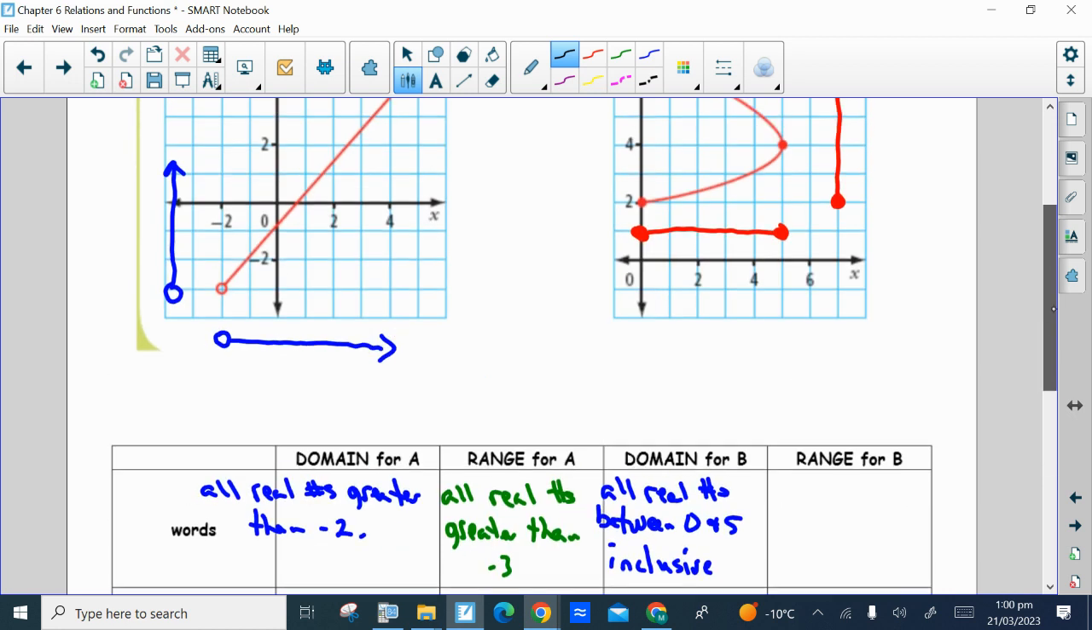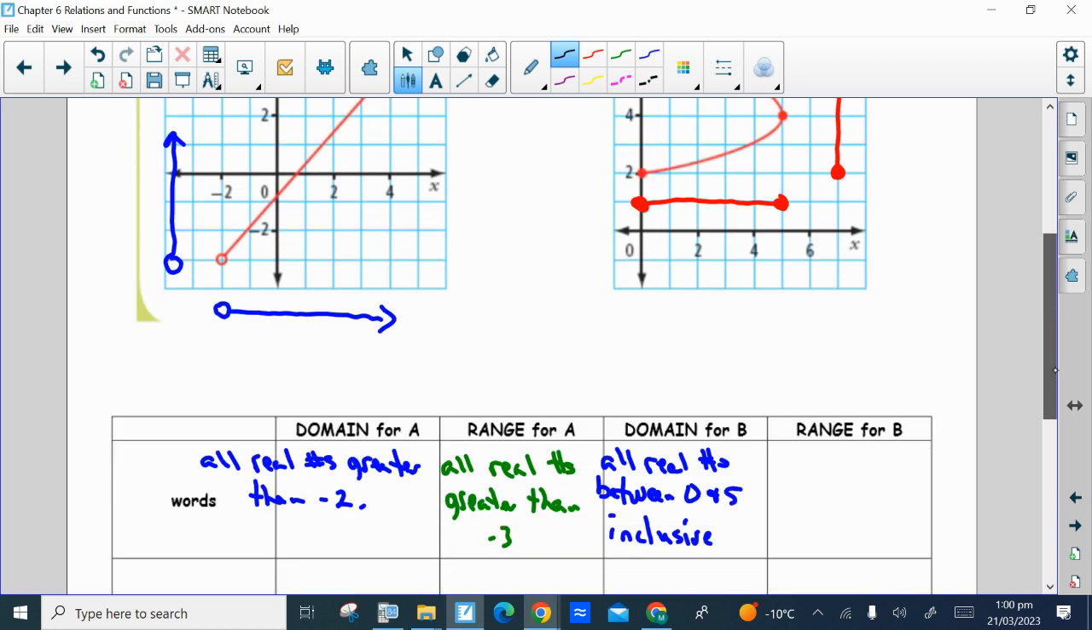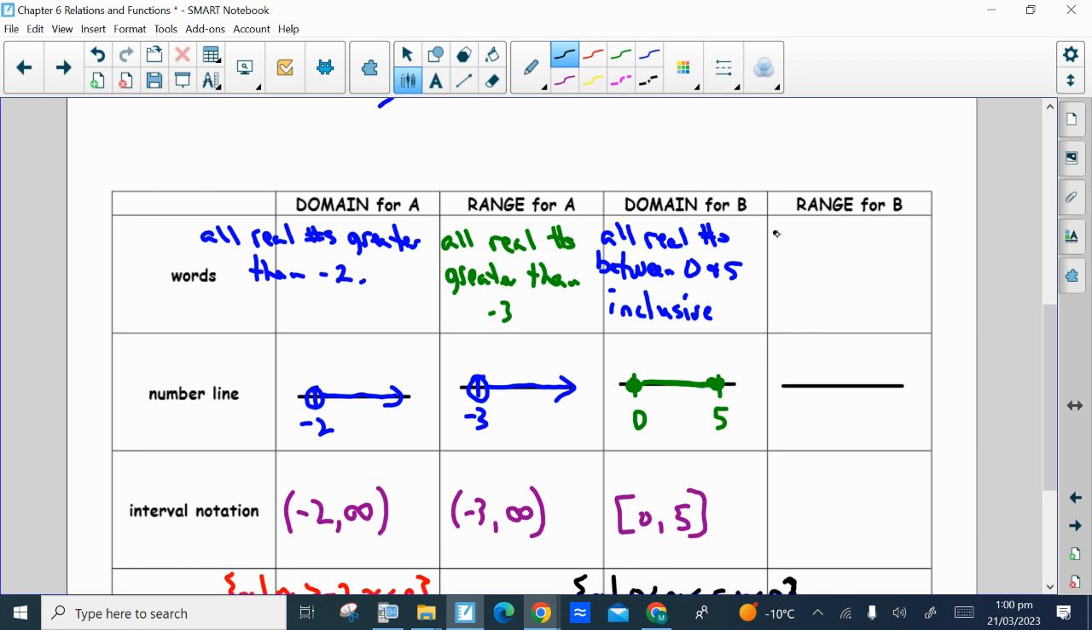For the range, we went from a minimum of 2, which is included, to a maximum of 7, which is not. So we would say all real numbers between 2, which is included, and 7, which is not included.